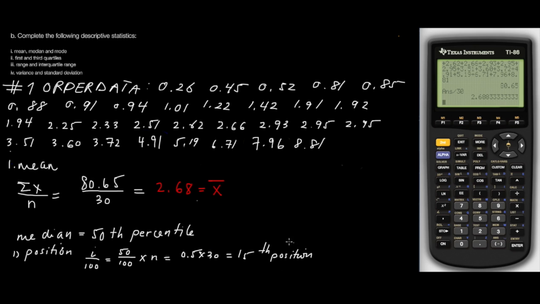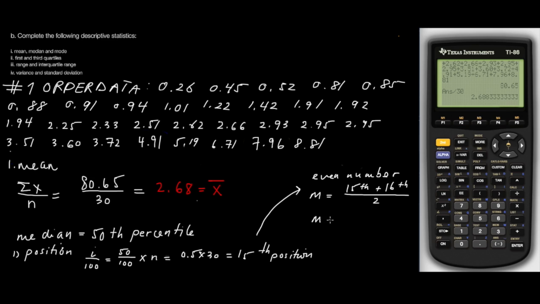Okay? Now, as you all learned in class, when we have an even position, which here is 15, we must take the average of the 15th and the 16th position. Okay? So I'll put this over here. So when we have an even numbered position, to determine the median, we have to take the average of the 15th and the 16th position, which we will divide by 2.